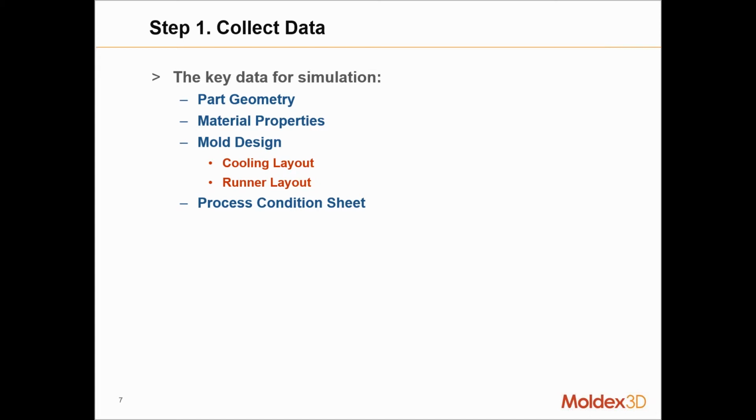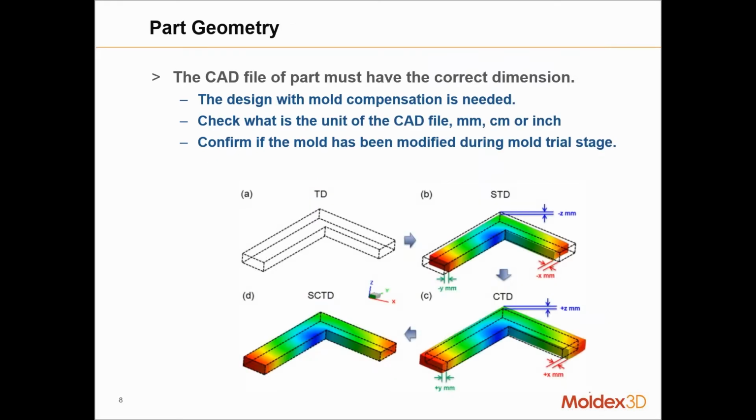So when you run a simulation, what stage you are running the simulation at will define what sort of CAD you would need to use. And you will find that that does have an impact on your shrink and warp predictions. Similarly, collecting data will include material properties, mold design, like I explained, and of course, your process sheet. So we can briefly look at each of these one by one.